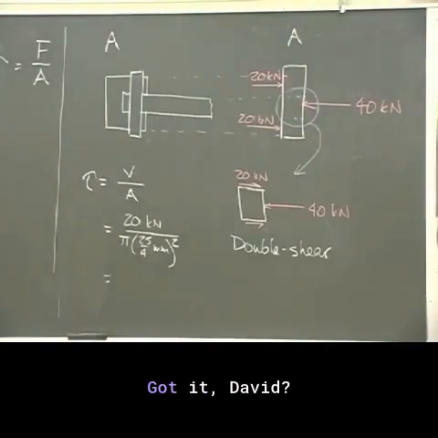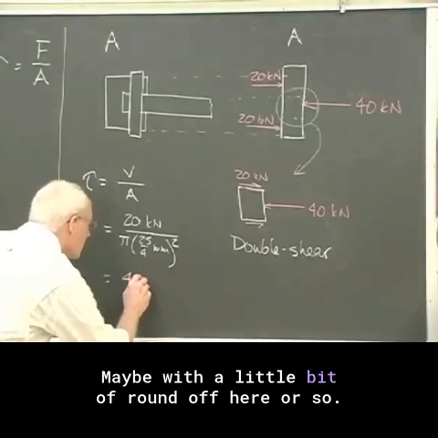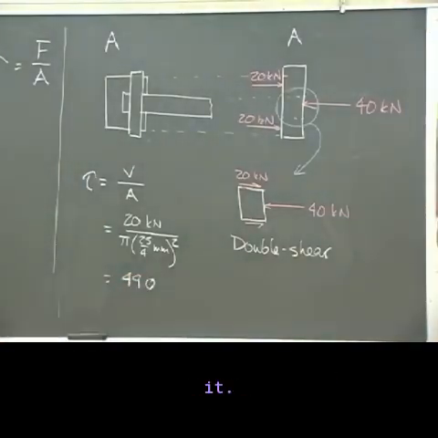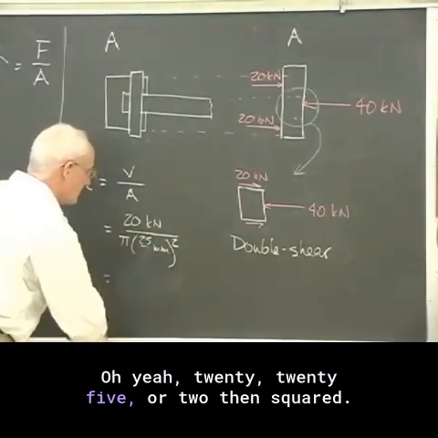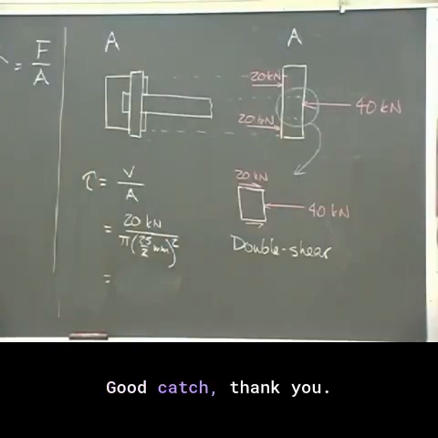What's that come out to be? Got it, David? That would be fine, maybe with a little bit of round off here. I don't want that, I want the shear stress. Oh yeah, 25 over 2, then squared. Good catch, thank you. 40.7 what?